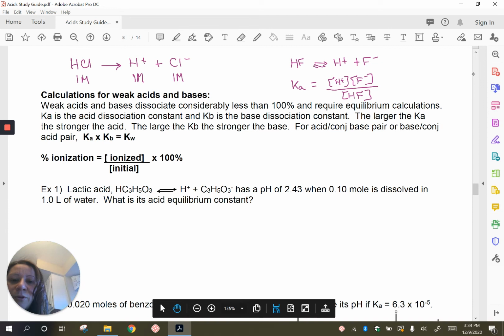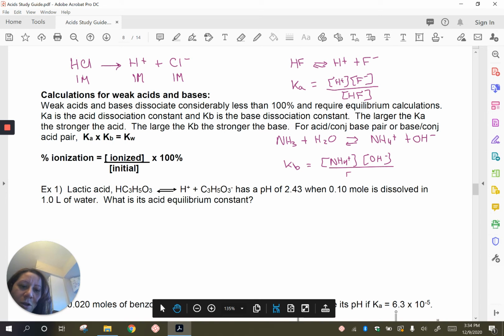Similarly, I could do the same thing with a weak base. So let's say ammonia. Take that and put it in water. You get NH4 plus and OH minus. So because this is a base, I would write the Kb expression. And it's going to be the ammonium ion concentration times the hydroxide ion concentration over the concentration of the ammonia. So Ka is the dissociation equilibrium for an acid, Kb is for a base. So what do these numbers mean?